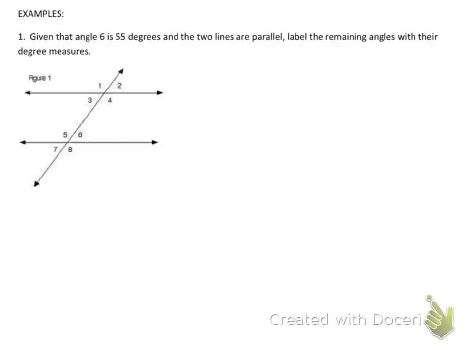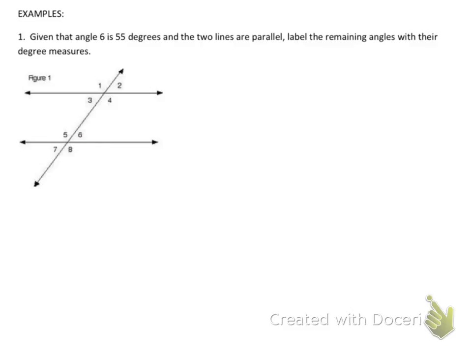Geotrig lesson one. This is day four and hopefully the last day of this. Hopefully not too much left after. So what we're going to do is we're given that angle 6 is 55 degrees and the two lines are parallel. They didn't tell you because they don't have it marked, but we're going to assume that these two horizontal lines are parallel to each other. Label all the remaining angles.